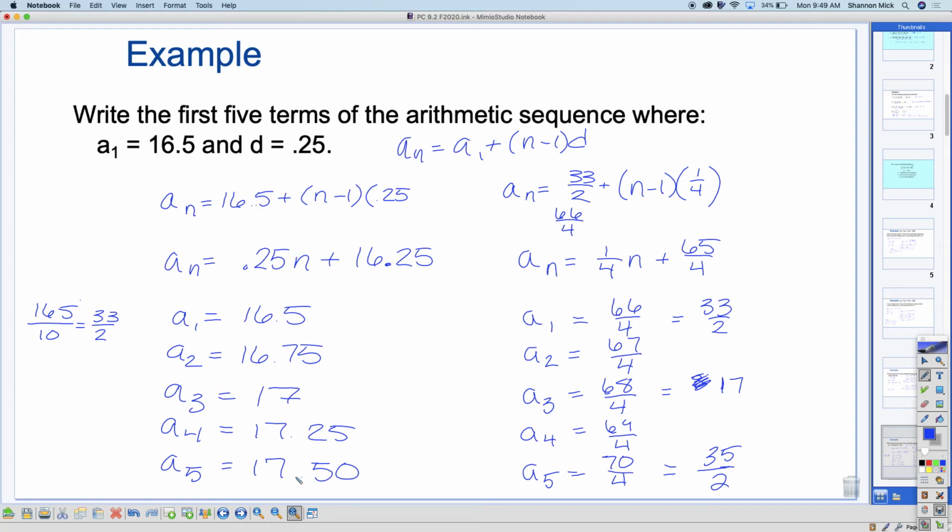Yeah, but it really bothers me. How much money is 17.50 quarters? And 16.5. Oh.